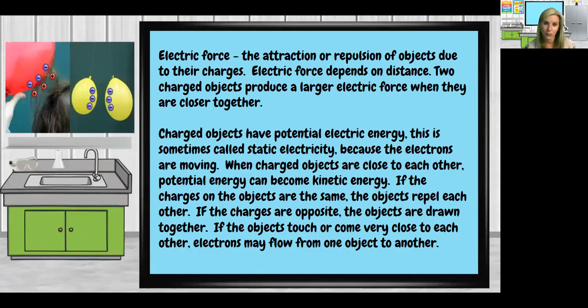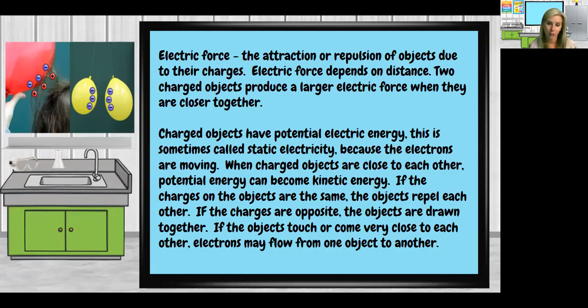An electric force is another example of a force that also involves the attraction or the repulsion of an object, but this is due to its charges, so it's positive and negative charges. An electric force depends on distance. Two charged objects produce a larger electric force when they're closer together. Charged objects have potential electric energy. This is sometimes called static electricity. When charged objects are close to each other, the potential energy can become kinetic energy.